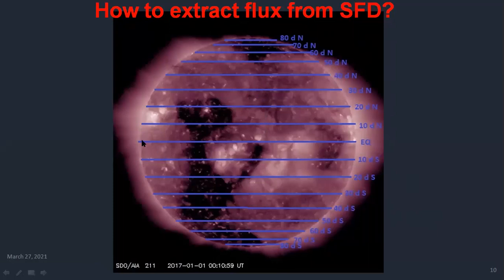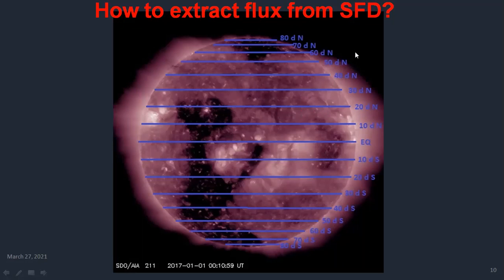The length of each strip contains all the pixels on the solar full disk images, and the width of these strips is about 2 pixels. The width can vary according to the requirement. Finally, we can say that we inserted a total of 17 strips at equal intervals of 10 degrees latitude, and after that we extracted the flux from these strips.